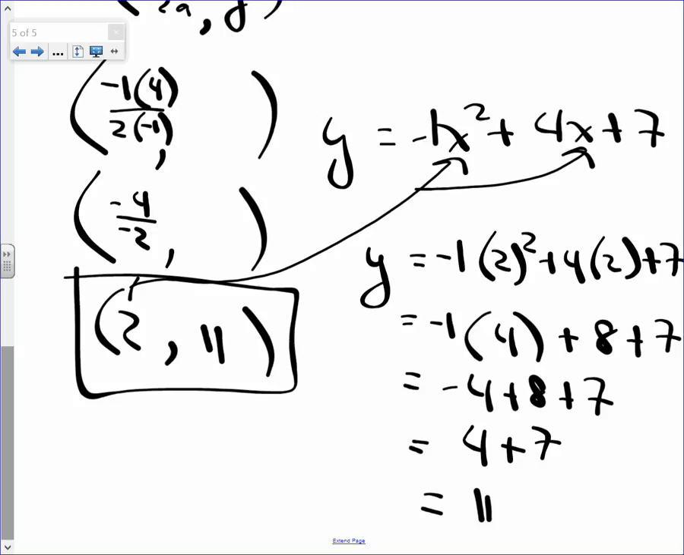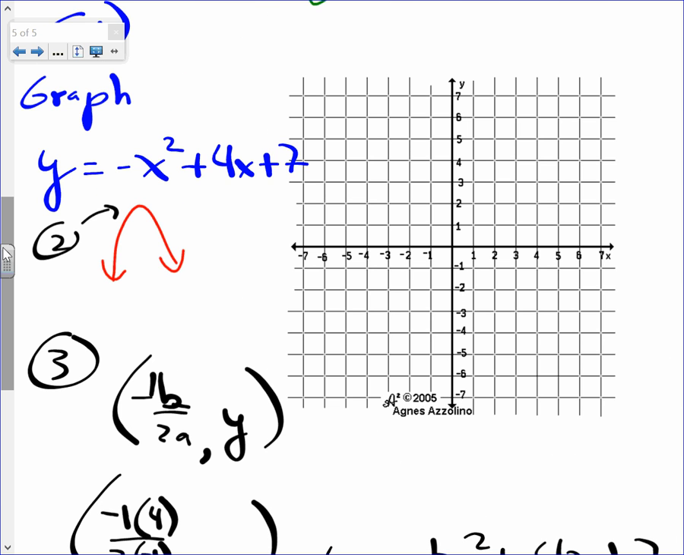Will this be a maximum or a minimum? Think of warm-up. Will this be the maximum or the minimum? It all depends on open up or down, huh? Right, because it's opening down, so it's going to be the topmost point.